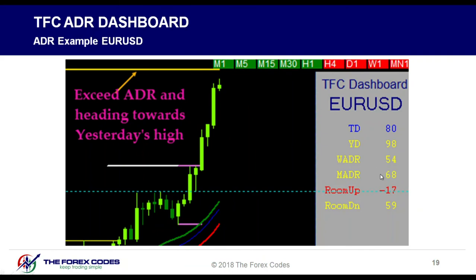See, the monthly's 68, the weekly's 54. You had a good long range yesterday and you got another long one today. So you wouldn't risk taking longs. I mean, it could work. You know, Father Christmas could be real, but it could work. But why take it if you've got this knowledge that it's exceeded its daily range and you've got resistance here? That's just another example.